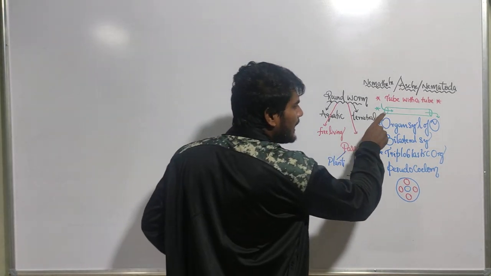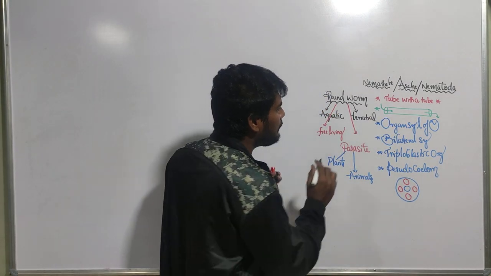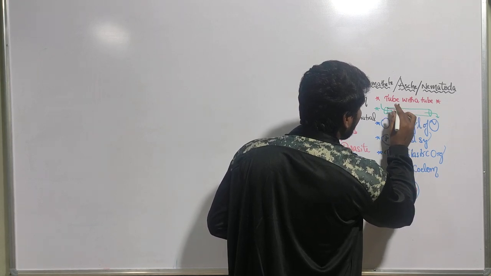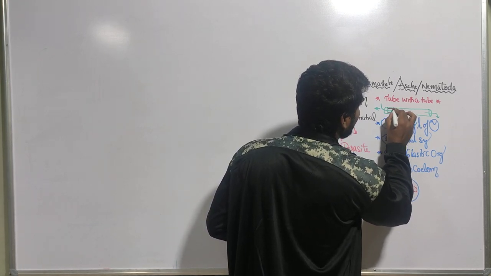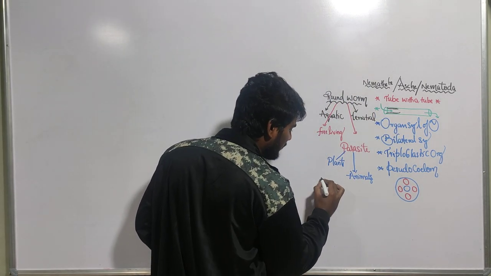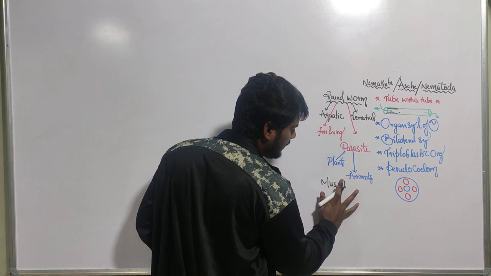And I told that the alimentary canal is complete, with an anterior opening mouth and a posterior opening anus, with a well-developed muscular pharynx. The pharynx appears here. That pharynx is made up of muscle. Because of that only, we call it a muscular pharynx.